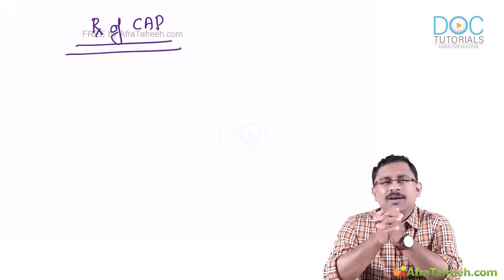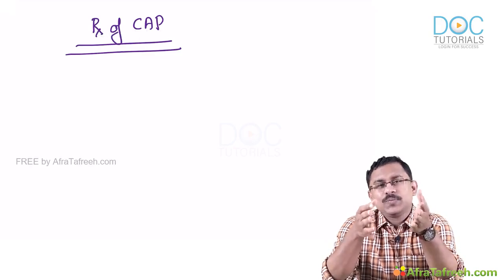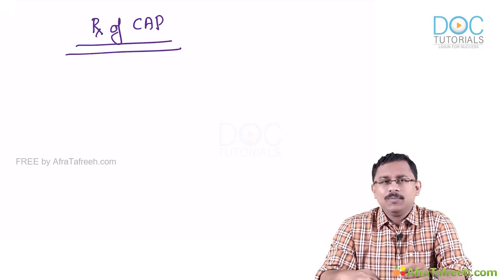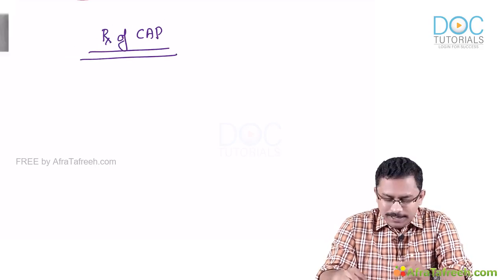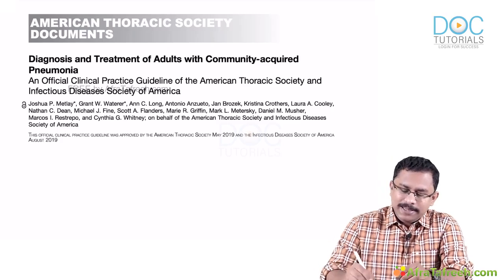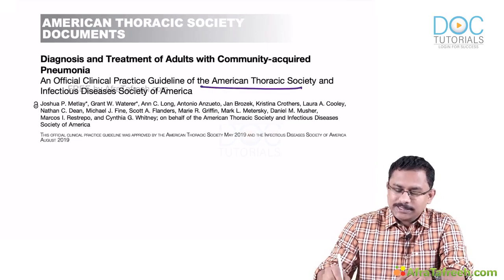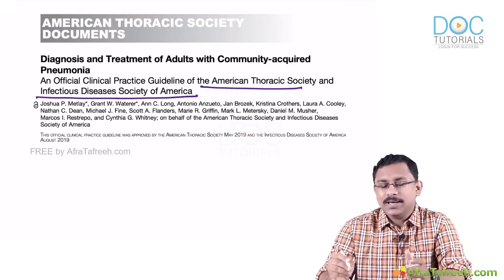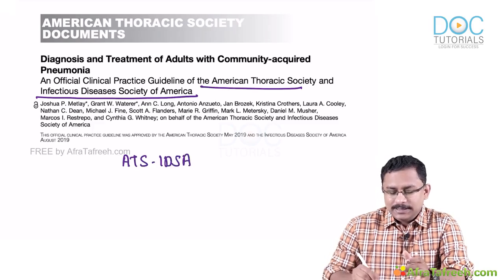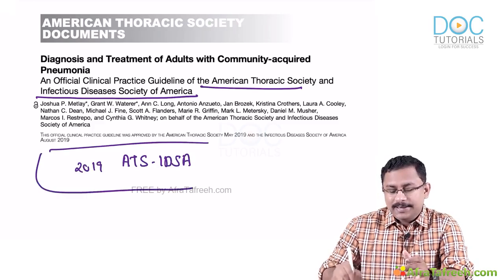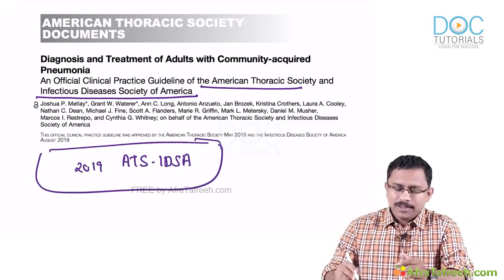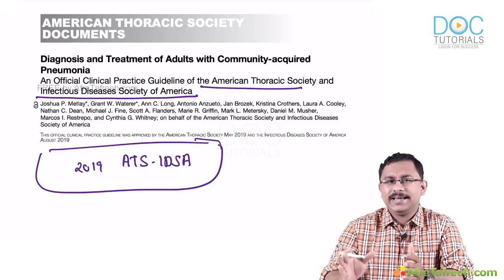So treatment of community acquired pneumonia. See, I'll be discussing with you two tables in Harrison on the treatment of community acquired pneumonia. But remember that in 2019 you have the guidelines. This is by the ATS, that is the American Thoracic Society, and the Infectious Disease Society of America, that is your ATS IDSA guidelines. So the previous guideline was there in 2014. They revised it in 2019. So I would be saying some points from these guidelines as well.